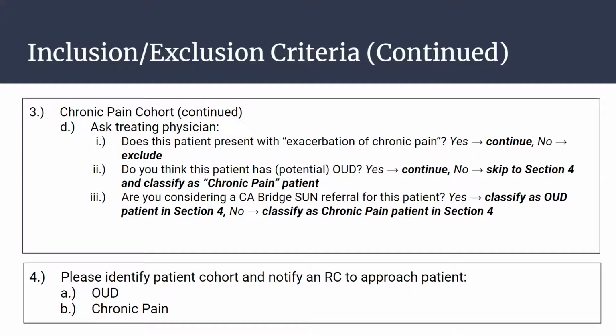So at first, they're going to ask if the patient is presenting with an exacerbation of chronic pain. If the answer is yes, we're going to continue. If the answer is no, we're just going to immediately exclude them. They're also going to ask if they think the patient has a potential OUD. If yes, we're going to continue. If no, we're going to skip to section 4 and classify as a chronic pain patient. And then the last question: are you considering a CA Bridge Sun referral for this patient? If the physician says yes, we're going to classify them as an OUD patient. If the answer is no, they're going to be classified as a chronic pain patient.